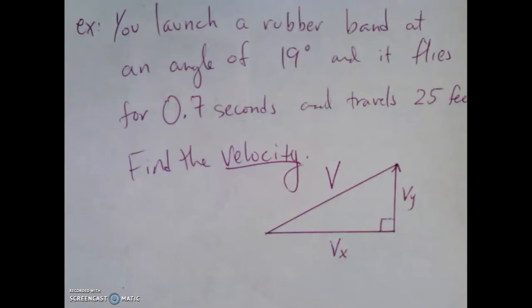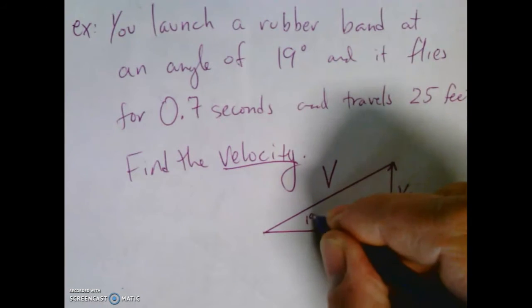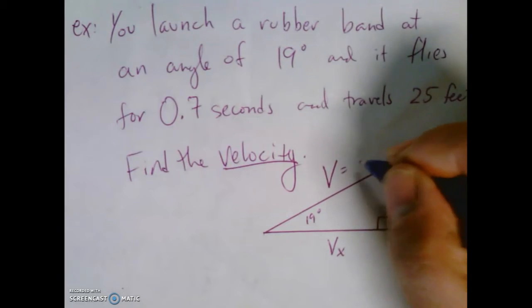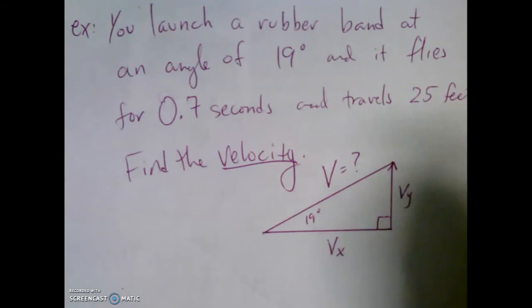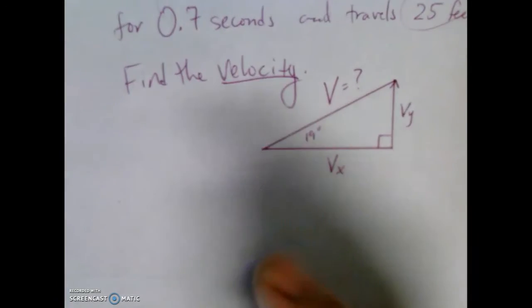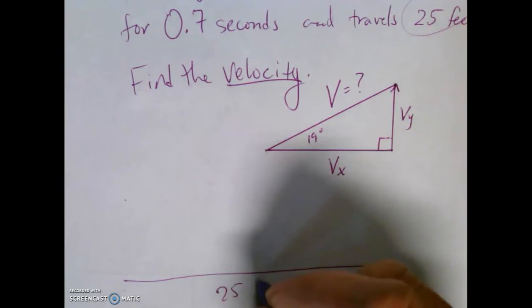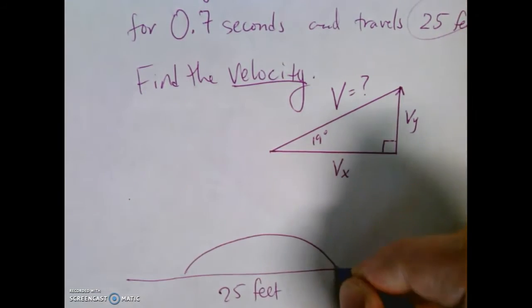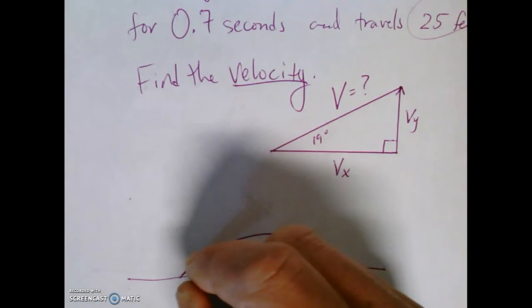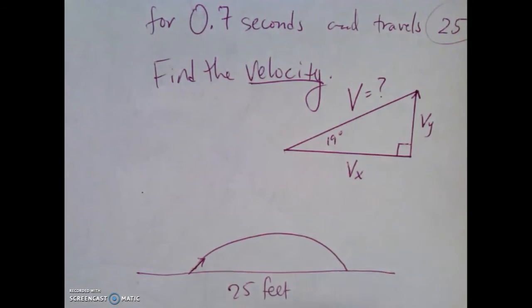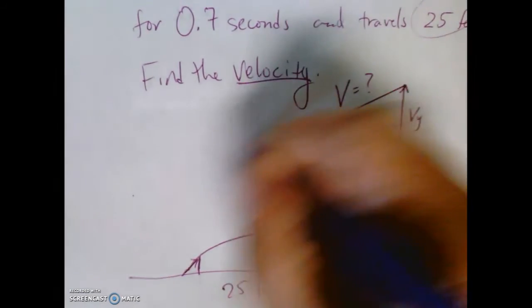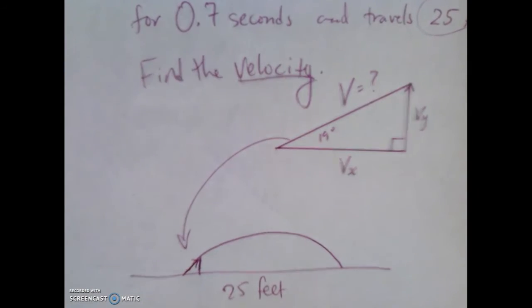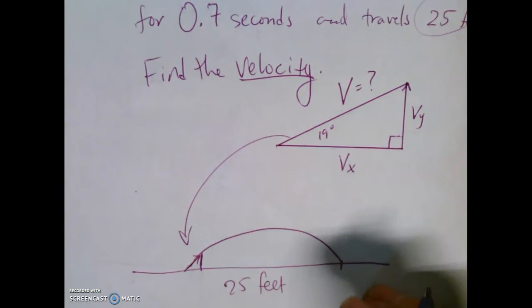So let's do that. So there's our diagram. Let's make sure we put everything in the right locations. This is 19 degrees. The velocity would be, we don't know. That's what we're searching for. And we knew it traveled 25 feet. So in our diagram, if this was 25 feet, it went something like that. But it started with that angle. So it does follow the shape of a parabola, but with our diagram we're going to use a triangle. So that triangle is representing what's in here. So 25 feet later it lands.